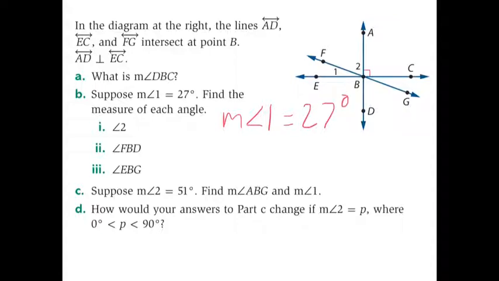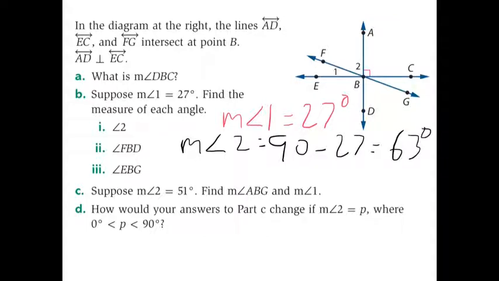Measure of angle 1 equals 27 degrees. That means that angle 2 in here, since we know that ABE is 90 degrees, we can say that the measure of angle 2 equals 90 minus 27, which is 63, right?